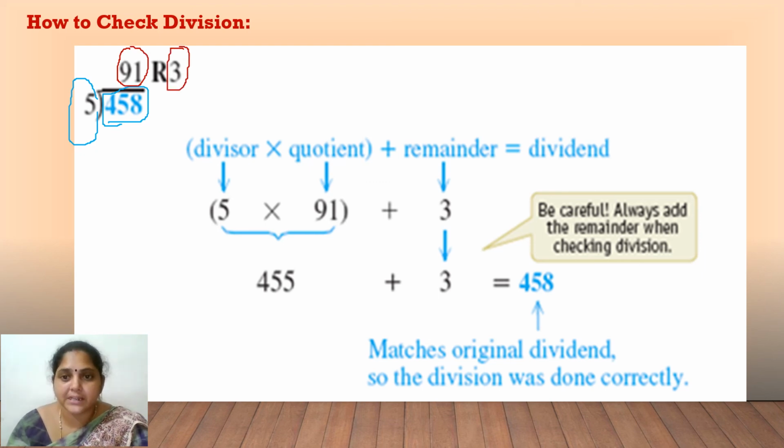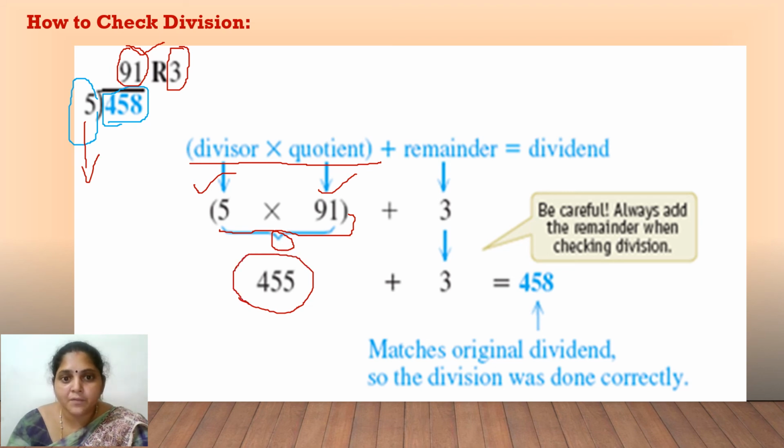Now I have to check whether the number what I have got as quotient and remainder is correct or not. For that, what I told the formula, divisor into quotient. What is my divisor? 5 is my divisor. Write it first. And what is my quotient? 91. Write that here. Multiply these two now. When you are multiplying, you are getting the answer as 455 plus what I have to add? I have to add my remainder. What is my remainder? My remainder is 3.